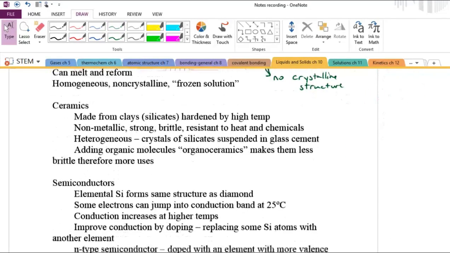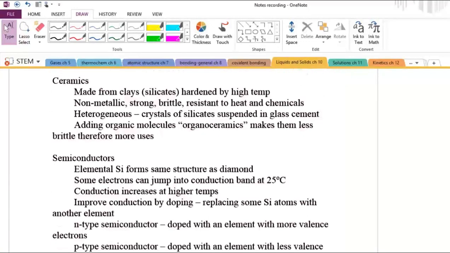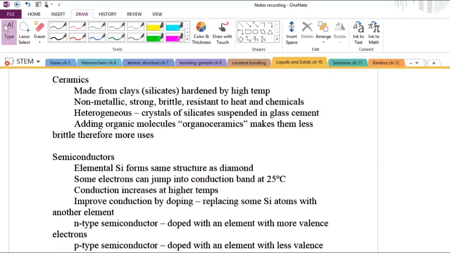Ceramics are also made from silicates, which are strong and brittle, but very resistant to heat and chemicals. Porcelain, ceramic, glass, those are all similar to that.